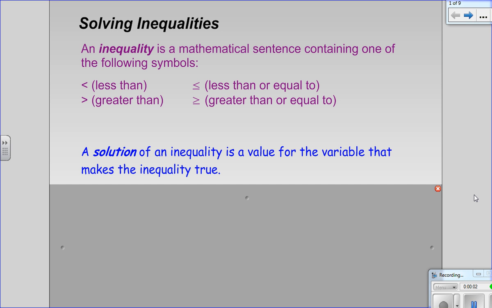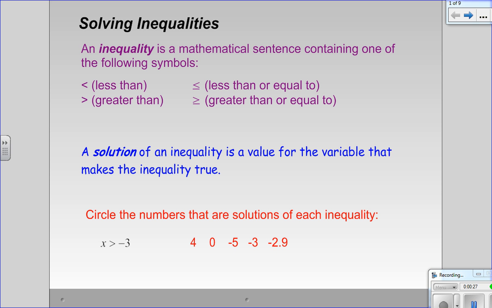An inequality is a mathematical sentence containing one of the following symbols: less than, greater than, less than or equal to, or greater than or equal to. When you're solving inequalities, you're searching for a solution to the inequality. And a solution of an inequality is a value for the variable that makes the inequality true. So let's look at some values that could make an inequality true.